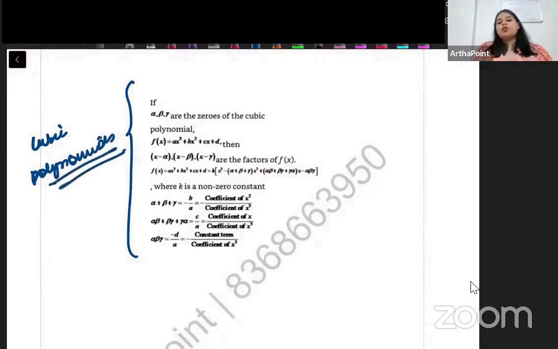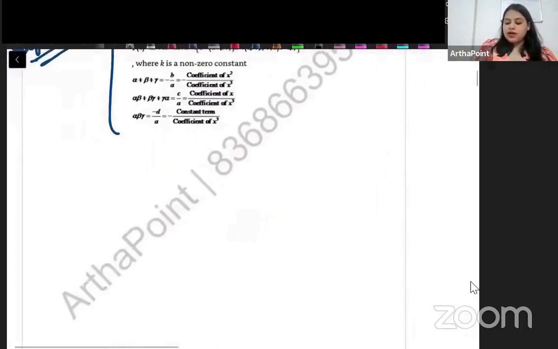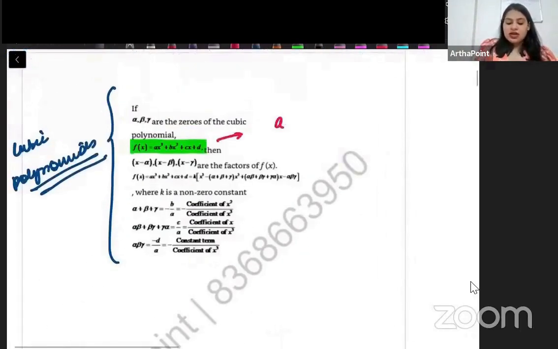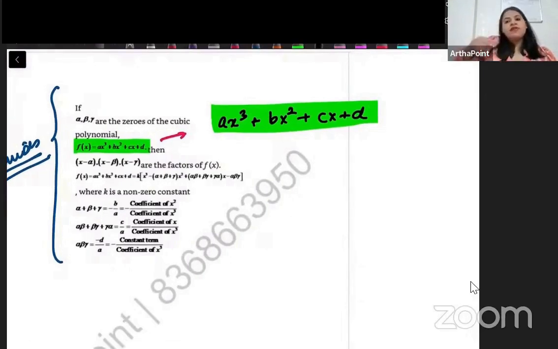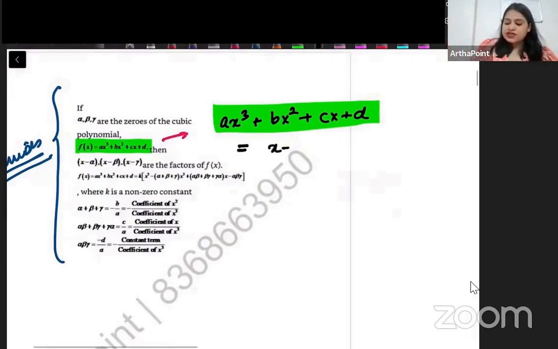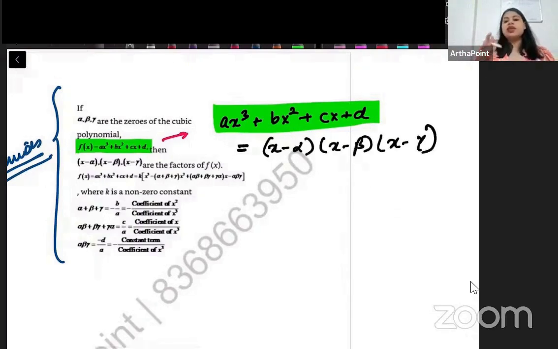So for cubic polynomials, we have the following 3 things that should be satisfied. The first thing: suppose your cubic polynomial is of this format, ax cube plus bx square plus cx plus d. If this is the format, then we know that a cubic polynomial will have 3 roots maximum, alpha, beta, and gamma. So we can rewrite this as x minus alpha, x minus beta, x minus gamma. These will be the 3 roots of this cubic polynomial.